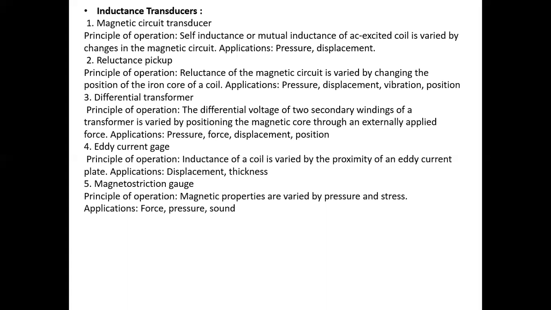Next one is the eddy current gauge. It operates on the principle that the inductance of a coil is varied by the proximity of an eddy current plate, and it is used for the measurement of displacement and thickness. And the last type is the magnetostriction gauge. It operates on the principle that magnetic properties are varied by pressure and stress, and it is used for the measurement of force, pressure and sound. Okay, so thank you.